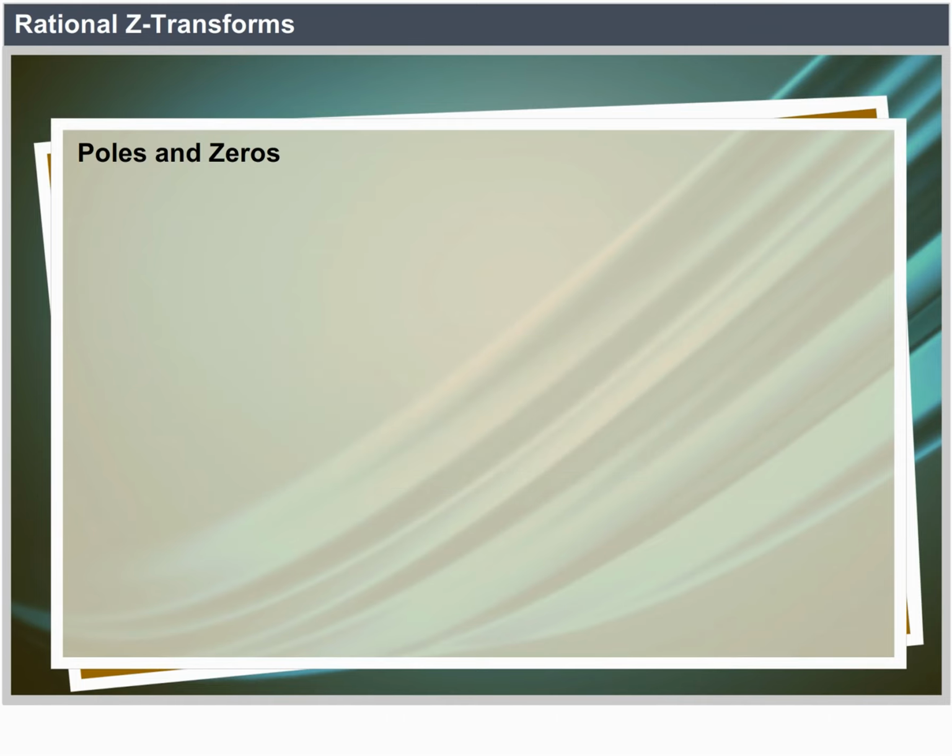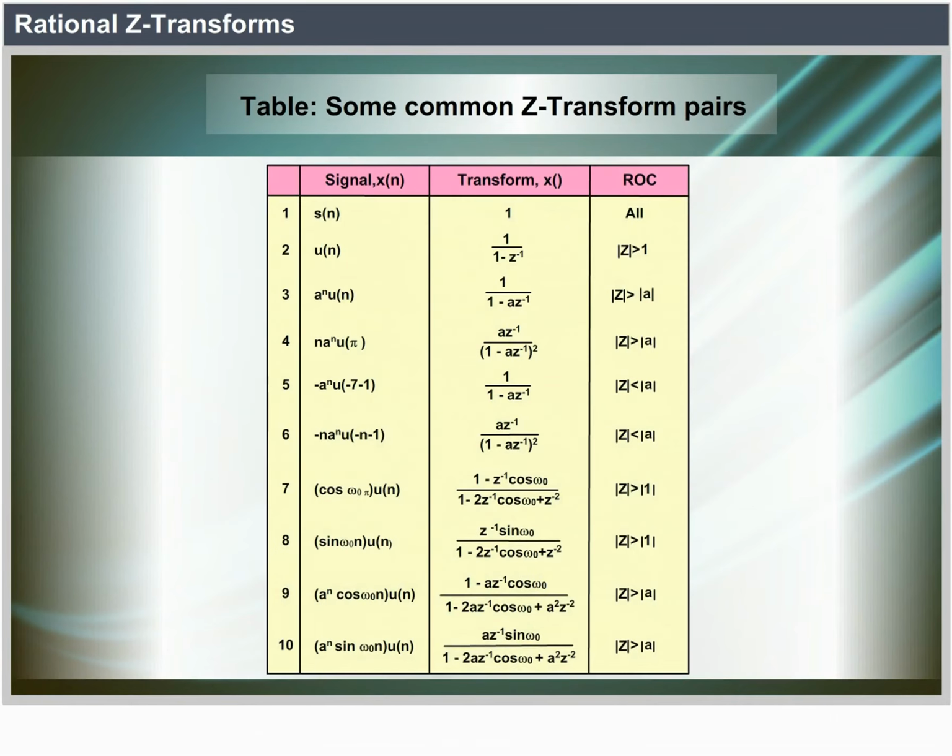Some common Z transform pairs are given. After reading the table, we can clearly understand Z transforms with region of convergence. Table: some common Z transform pairs.